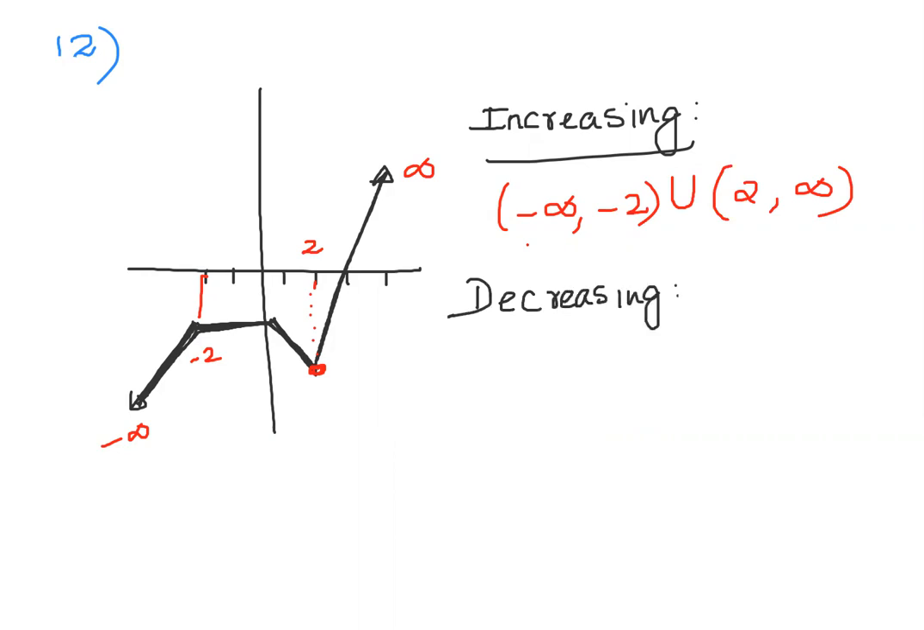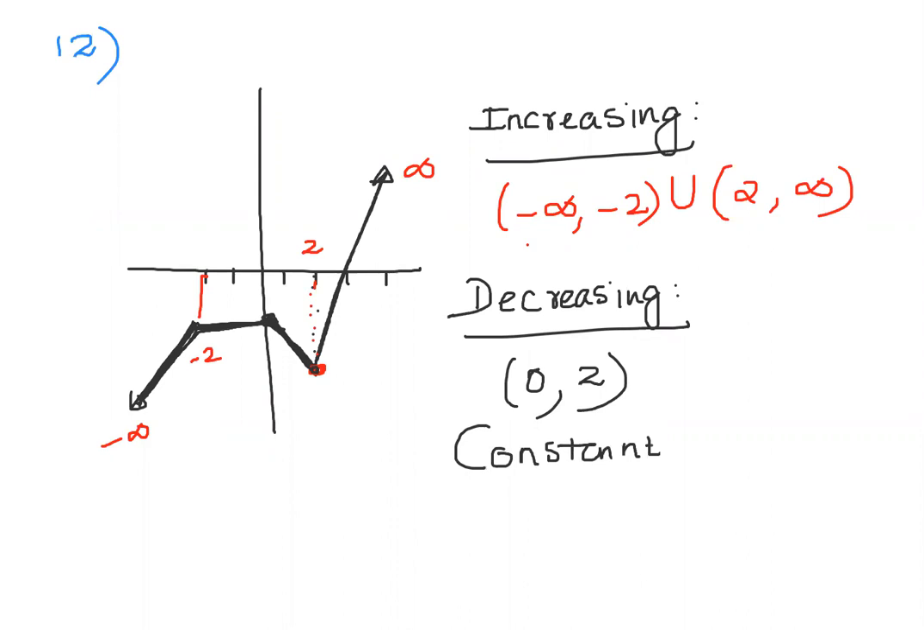Next one is decreasing. Decreasing means when it falls from left to right. So this is falling from here to there. Starting from 0, it goes up to 2. It falls at 2. We are looking only at the x values. So constant: it's from negative 2 to 0. It's constant.